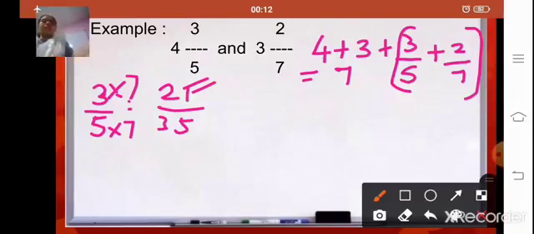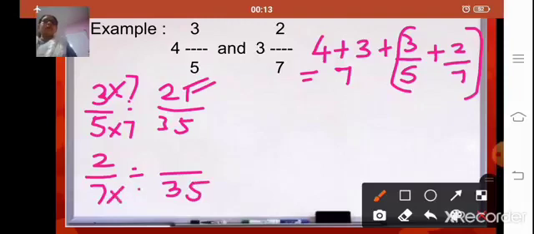Coming to the second fraction, 2 upon 7 is equal to dash upon 35. Now 7 multiplied by 5 is 35. Same way, 2 also should be multiplied by 5. That will give you 10 upon 35.